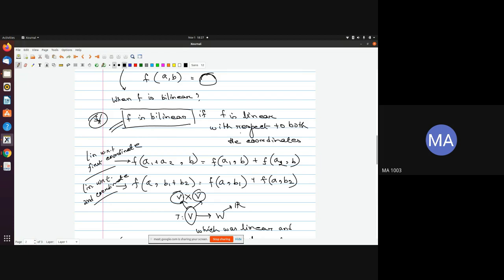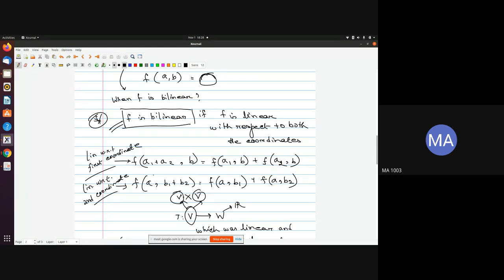Just to mention this one, a function is bilinear if it is linear with respect to both the coordinates. Only this much we have to check. If we check only the second and third property of the axioms which I have mentioned here, that is enough for checking bilinearity. Is it clear?